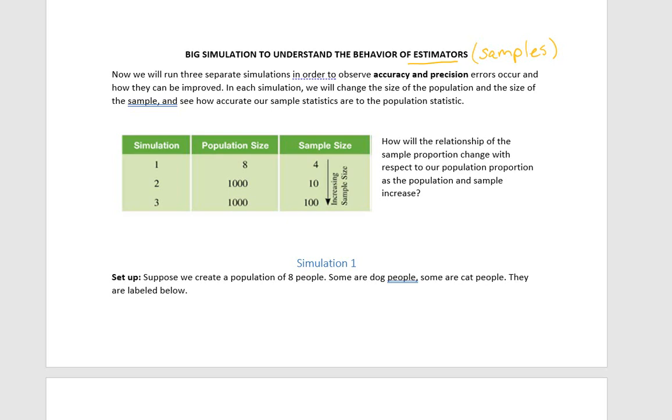Okay? So in the first simulation, we are going to have a very small population, so we're only going to have 8 people, and then our sample size is only going to be size 4. Then we're going to slowly increase the size of the population and the size of the sample. And in the third one, we're going to keep the population the same but increase the sample. And what we want to know is, how does increasing the sample size change what we see for the population proportion?